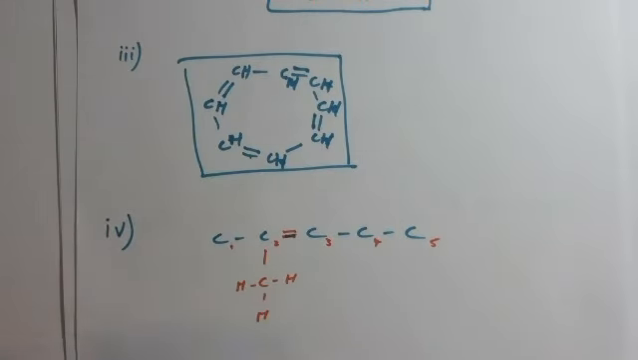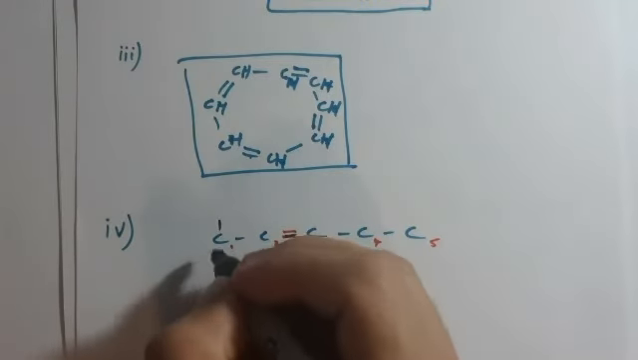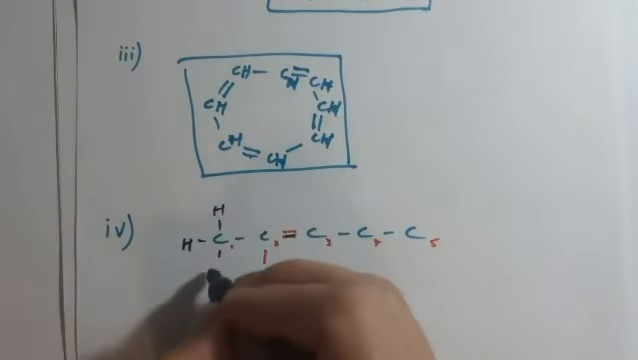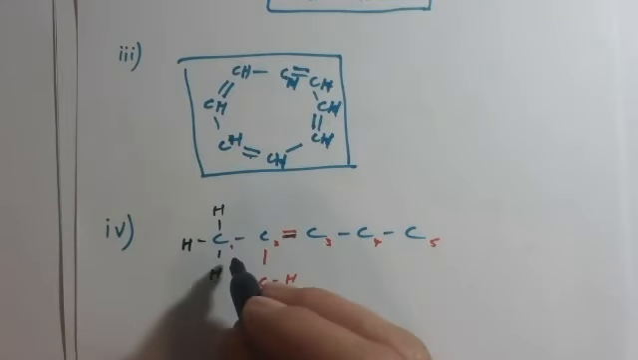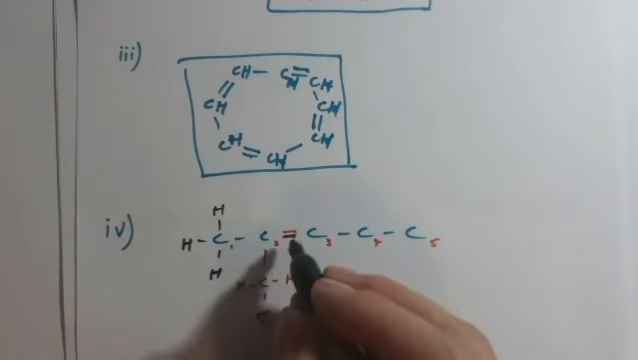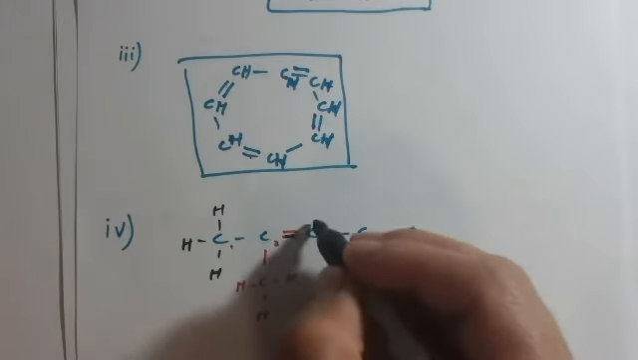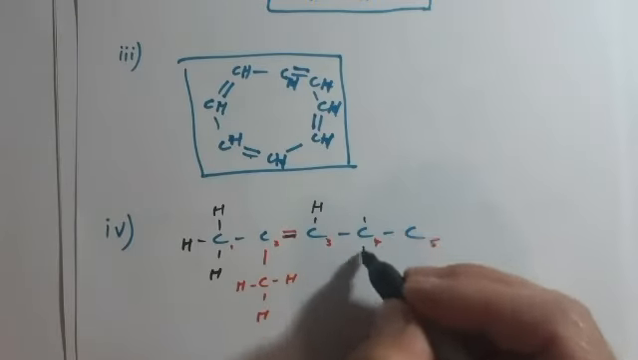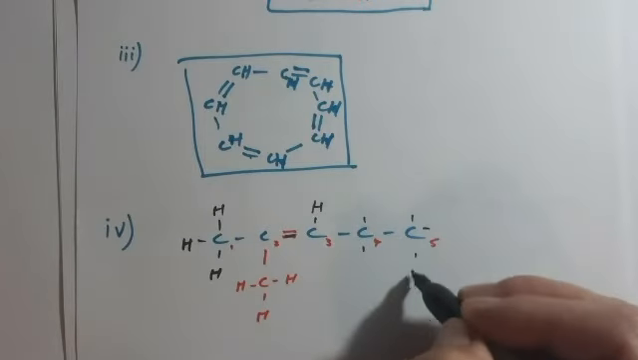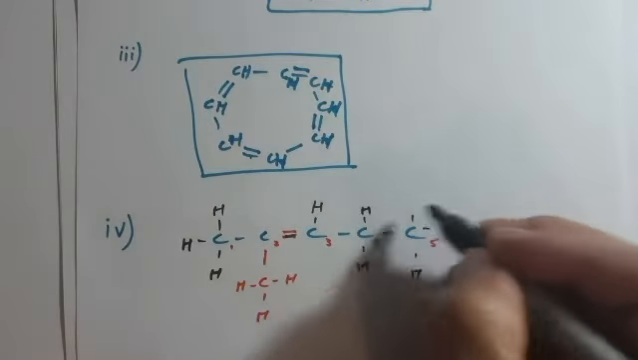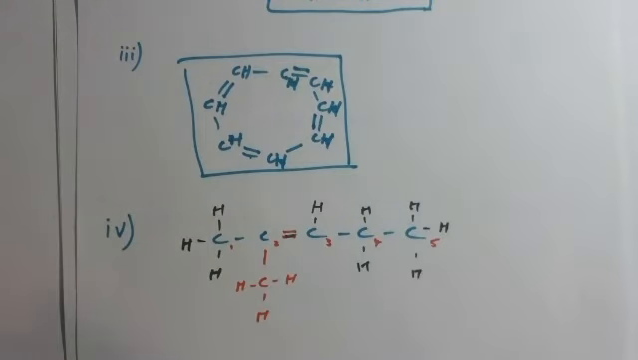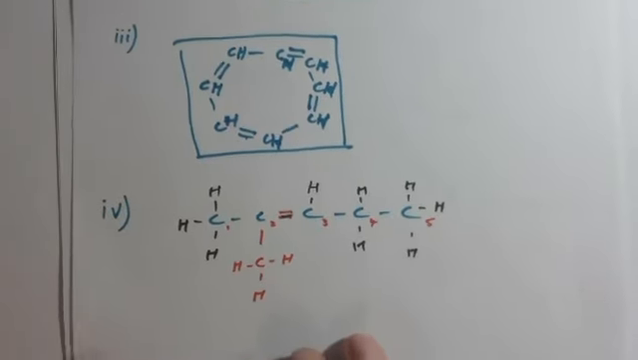Let's add in my hydrogens just to get the full displayed formula. Remember, always 4 bonds. 1, 2, 3, 4. 1, 2, 3, 4. Done. And there's my complete displayed formula.